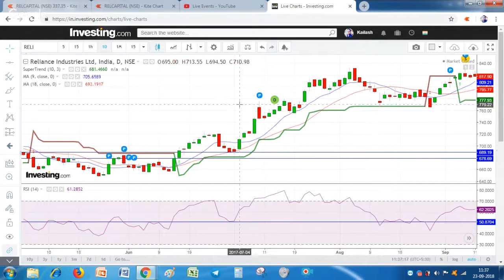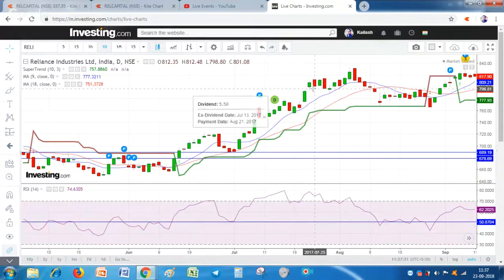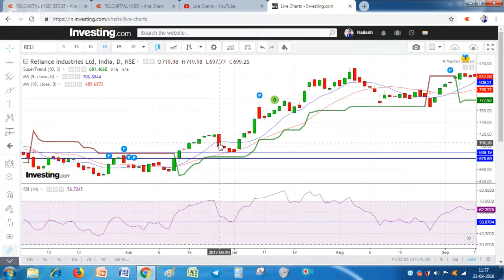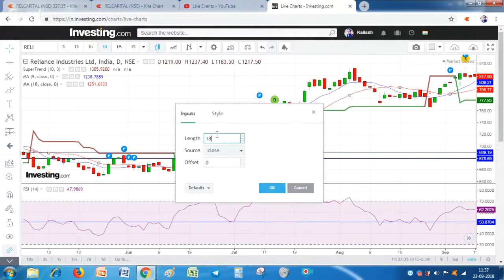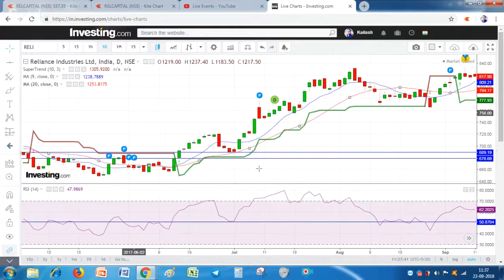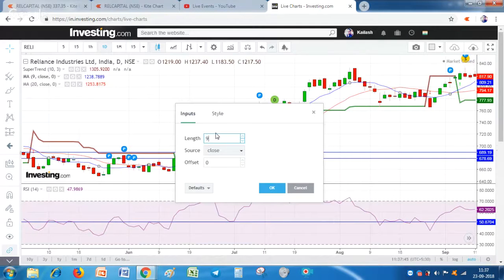And friends, we can make use of moving averages also. Look at the 9-period moving average. Once at this level, the 9-period moving average has broken. The stock has gone below this level, but took support of the 18-period moving average. So let me make it 20 period, I think it will be more reliable. I will make it 10 and 20 period, friends. Yeah, 10 and 20 period are more confirmed.